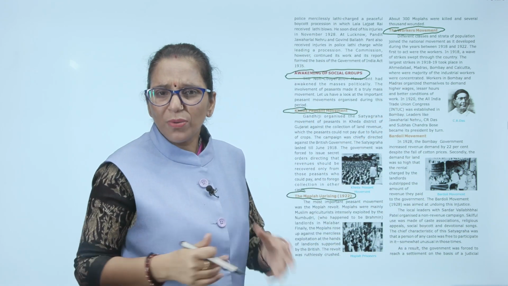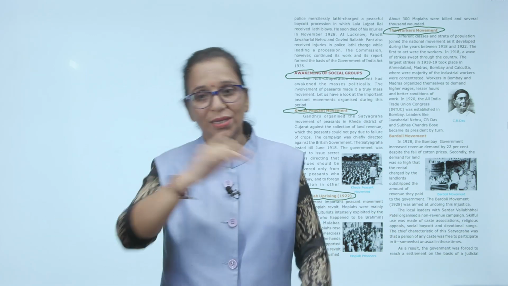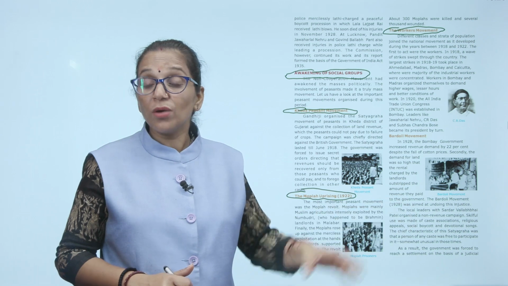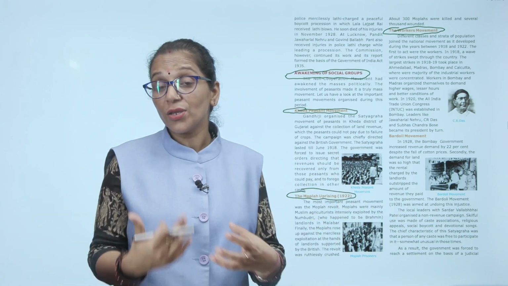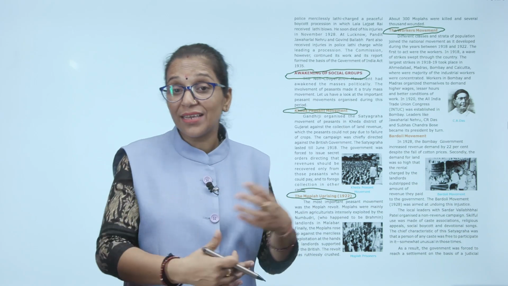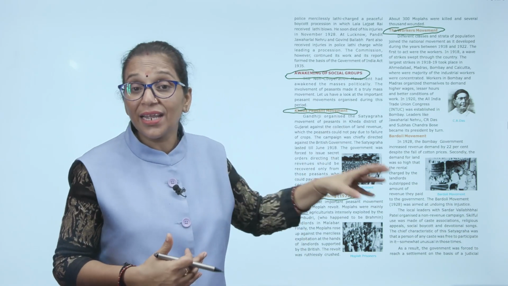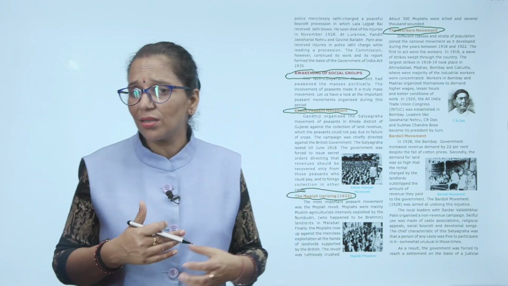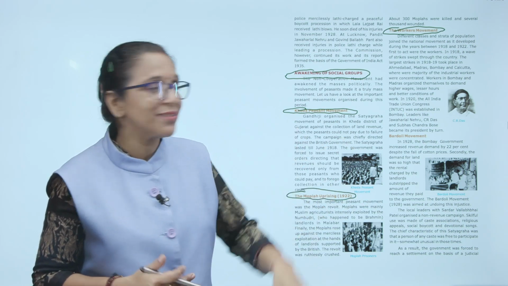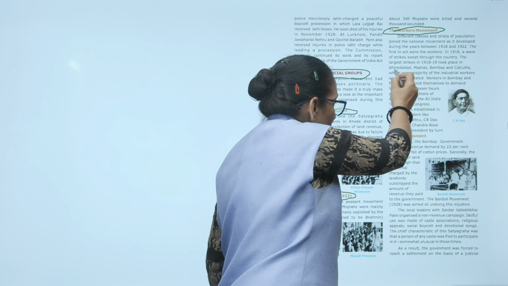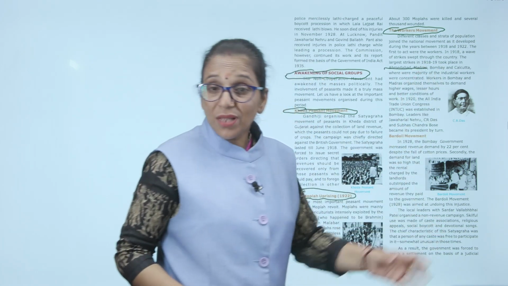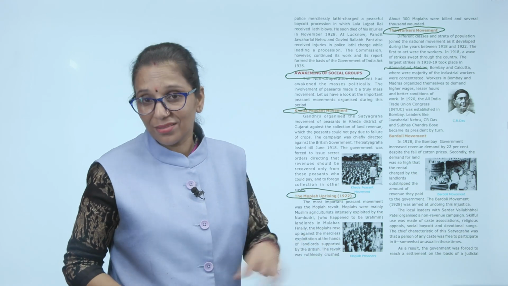And then we have also seen the workers' movement in Indian history. Different classes and strata of the population joined the national movement as it developed during the years between 1918 and 1922. Now what happened? The first to act were the workers. Workers of India united themselves and participated in strikes, satyagraha, etc. In 1918, a wave of strikes swept throughout the country. They were asking for their rights and for better conditions in the industry. The largest strikes in 1918 and 1919 took place in Ahmedabad, Madras, Bombay and Calcutta. The Ahmedabad strike is also known as the Ahmedabad Satyagraha.